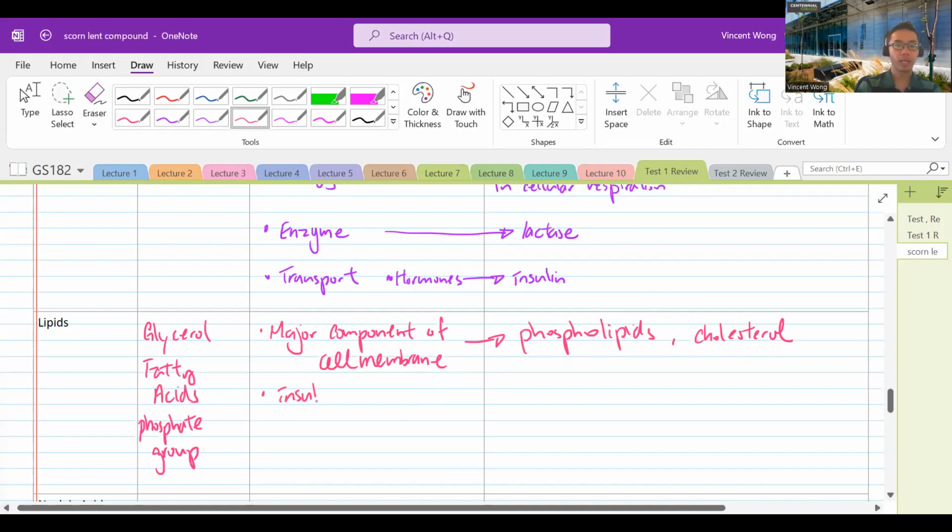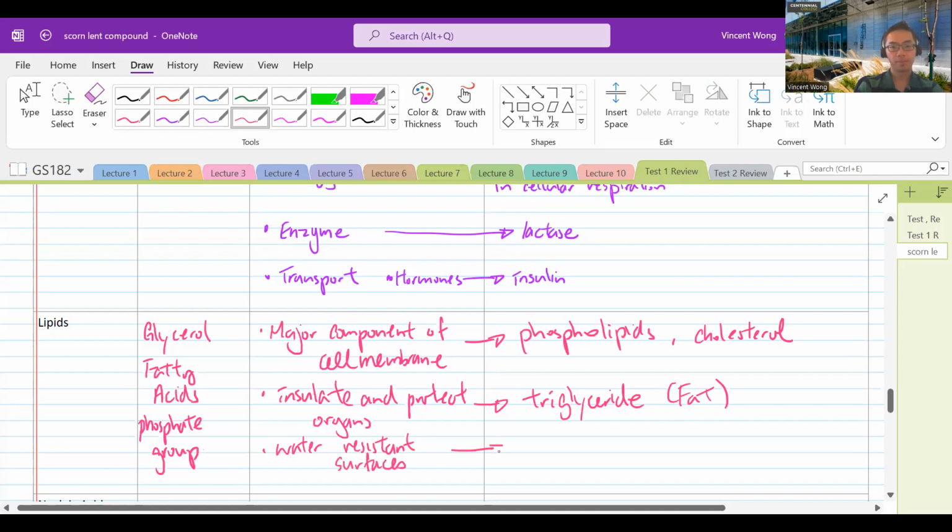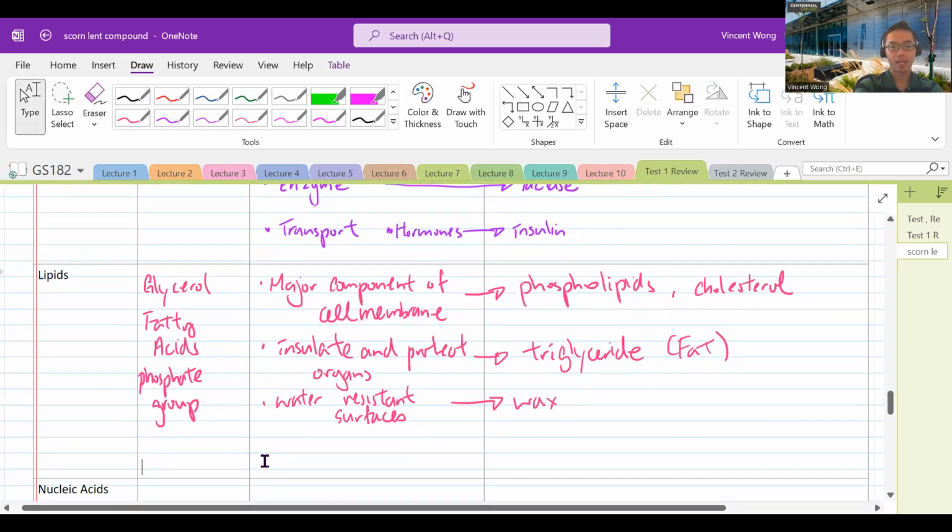Another function is that they will insulate and protect organs. And the lipid that does that would be the triglyceride, which is just a fancy word for fat. It could form water-resistant surfaces. That would be the job of wax.